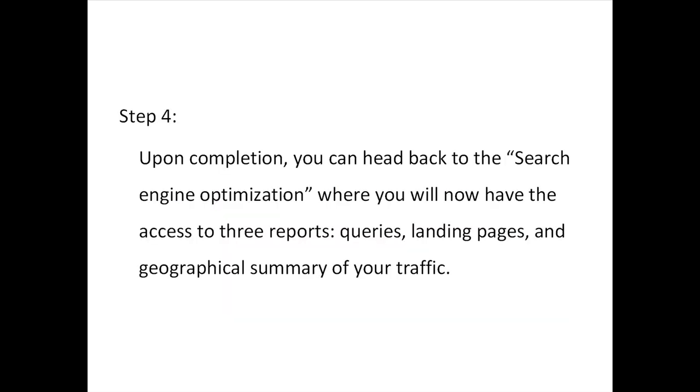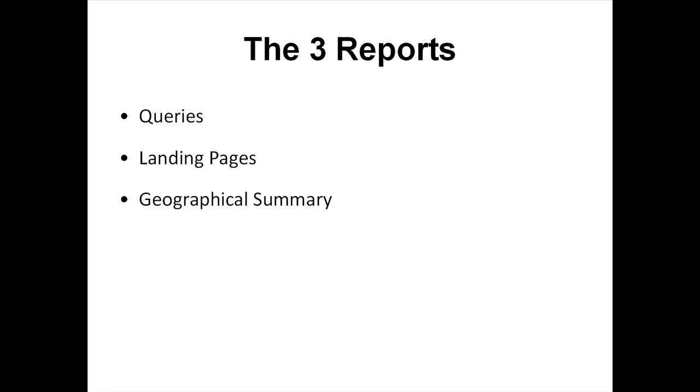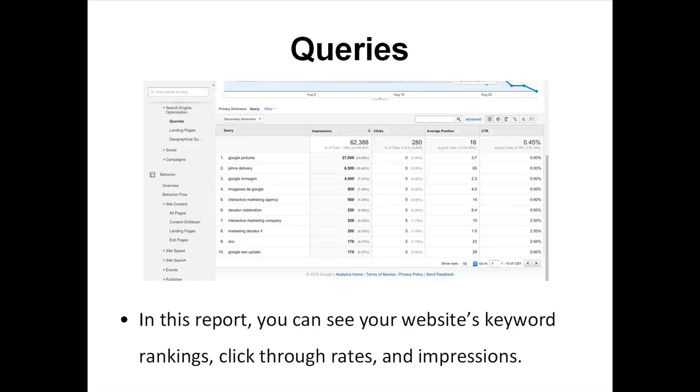Step 4. Upon completion, you can head back to the Search Engine Optimization, where you will now have the access to 3 reports, queries, landing pages, and a geographical summary of your traffic. And from here, you can analyze and customize your website according to the reports, namely Queries Report, Landing Page Report, and Geographical Summary. In the Queries Report, you can see your website's keyword rankings, click-through rates, and impressions.